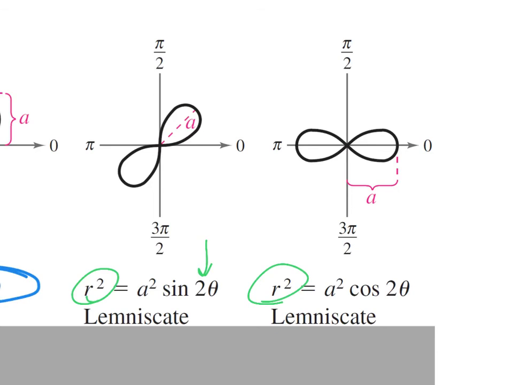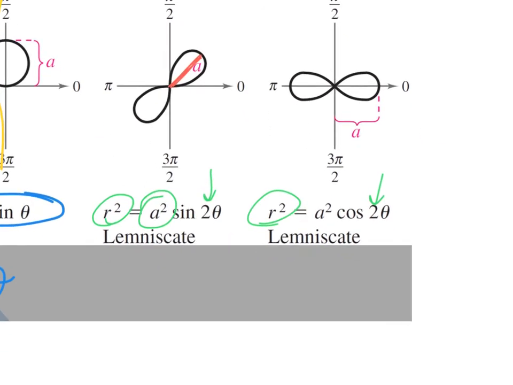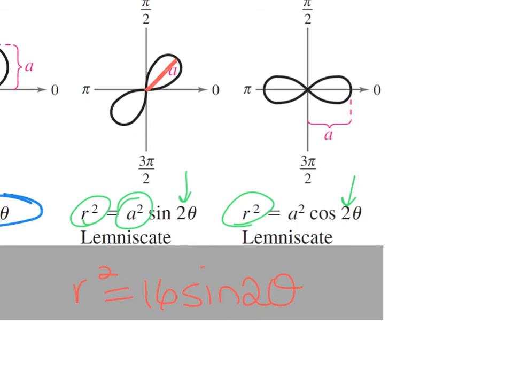And then this will always be 2 theta on the inside, because that would be almost like if there was 2 petals. It's different because it's squared. The other thing is that a here is squared, so as far out as you go is a, but on a lemniscate that's squared. So if it said r squared equals 16 sine 2 theta, then I would know it's a lemniscate. It's sine, so it's symmetric to the polar axis. And a squared is 16, which means a is 4. So it would go out in one direction or the other 4 units.